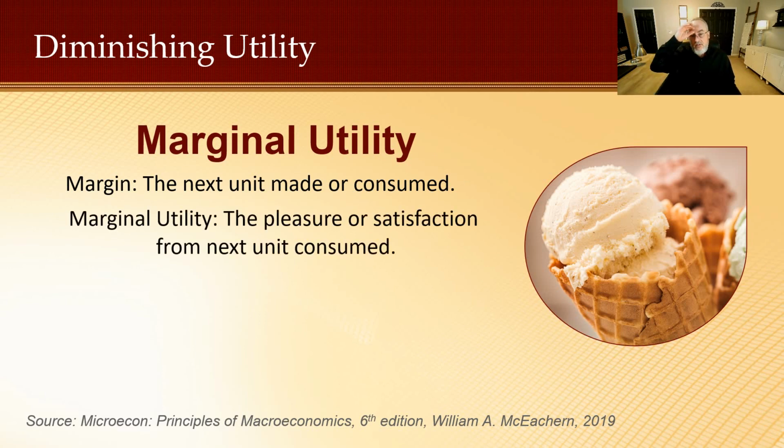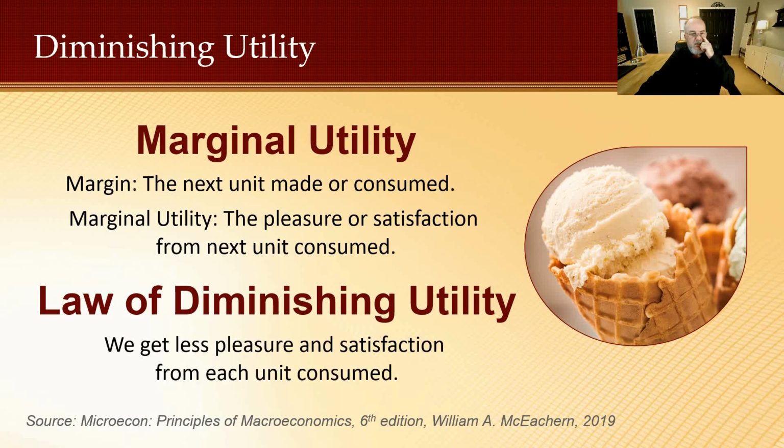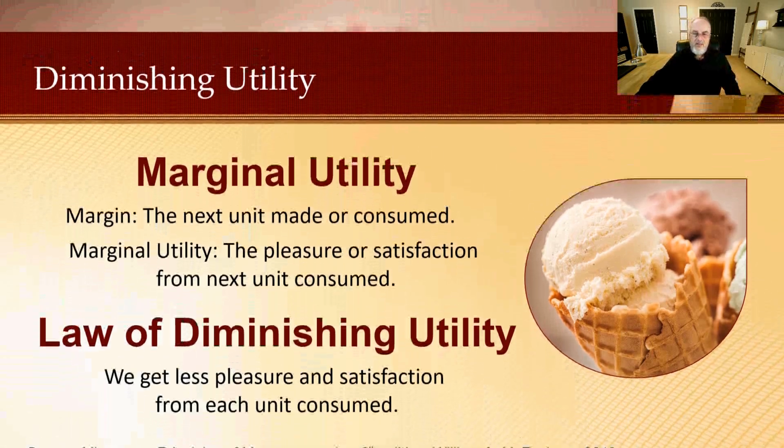Marginal utility, then, is the pleasure or satisfaction from the next unit consumed. That next unit, how satisfying is that relative to the one before, and so on. Now, the law of diminishing utility basically says the word diminish means to trail off, to lower. It means we get less pleasure and satisfaction from each unit that we consume. So the more we consume of something, the less utility we get out of it.